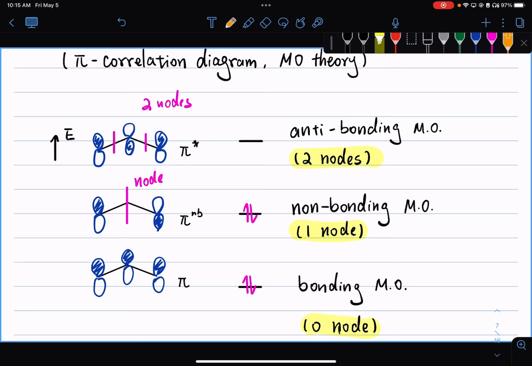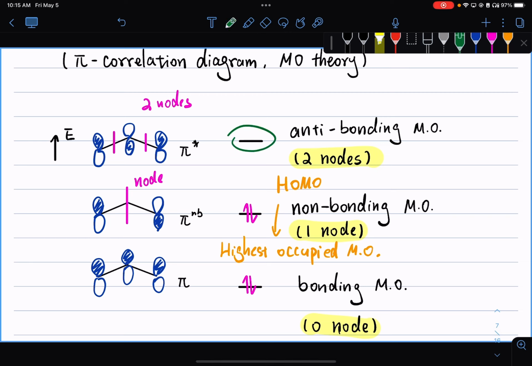And looking at it, now we can assign the names of these MOs, and in organic chemistry, we use them a lot. So this one, the second one, is called HOMO, that's the highest occupied molecular orbital. The top one here is called LUMO, and that's our lowest unoccupied molecular orbital.